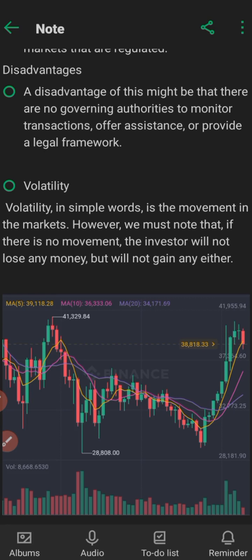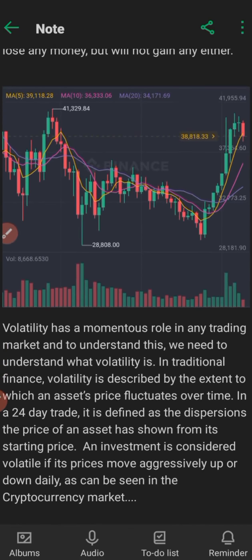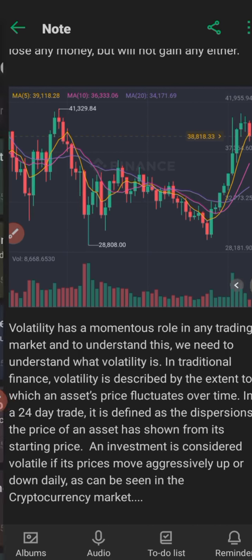However, it could also be disadvantageous for somebody who had bought in at the price range of $41,000 and ended up selling it off at $28,000. So as you can see, the volatility of the price of crypto is what really makes crypto trading very interesting. Now we're done with the first aspect, which is the definition of cryptocurrency.